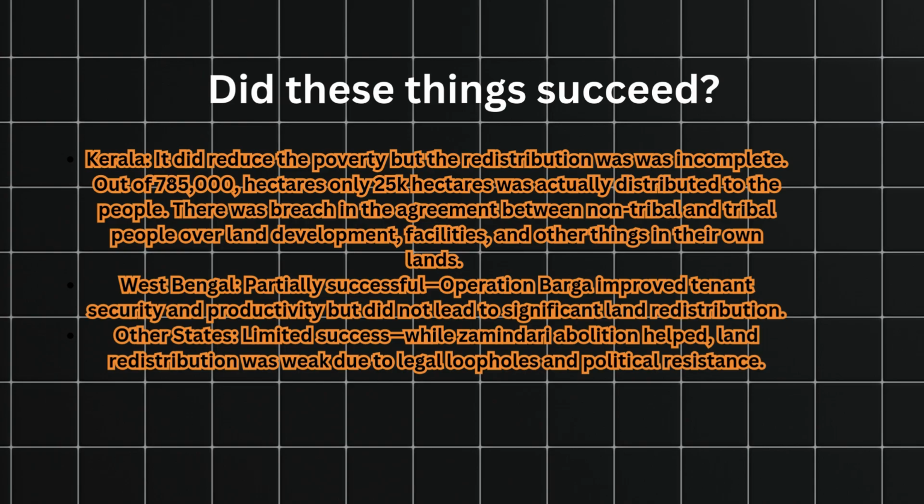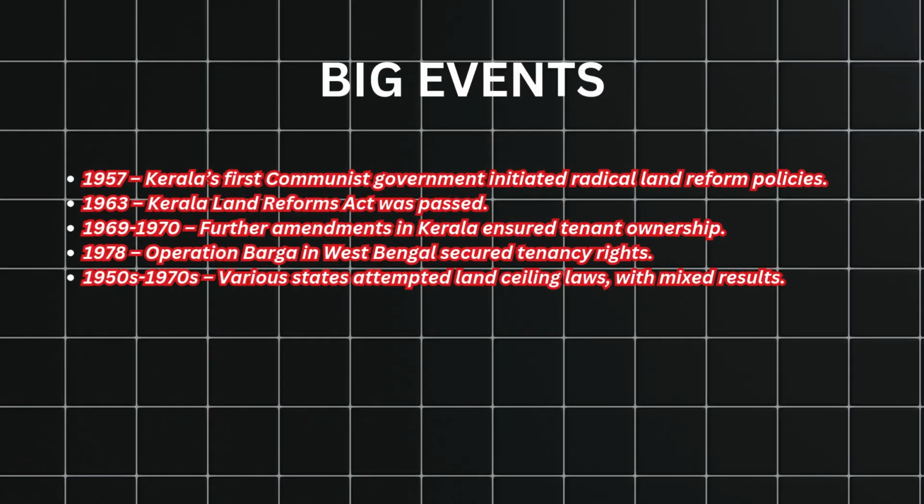In West Bengal, it was partially successful because Operation Barga did improve tenant security and productivity, but it did not lead to significant land redistribution. In other states, it had limited success, while zamindari abolition helped and land distribution was weak due to legal loopholes and political resistance. So here we want to focus on the big events that happened in the land reforms.